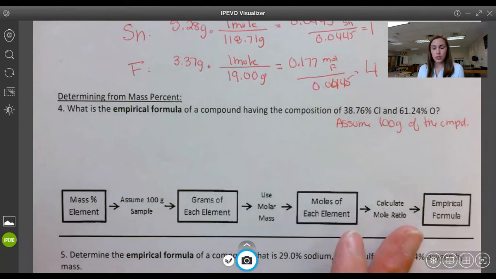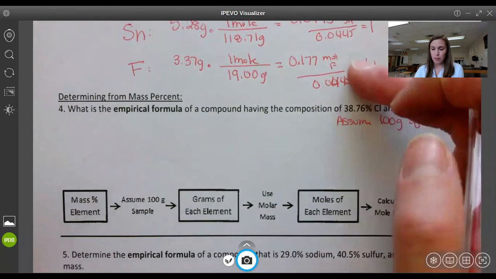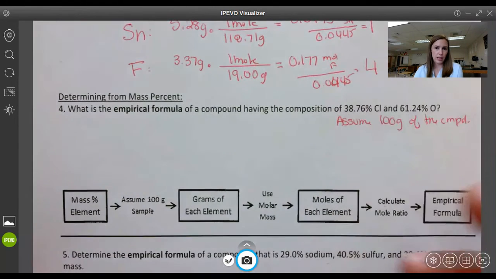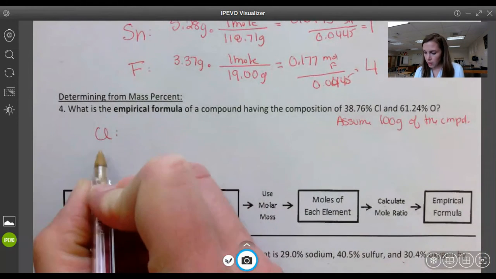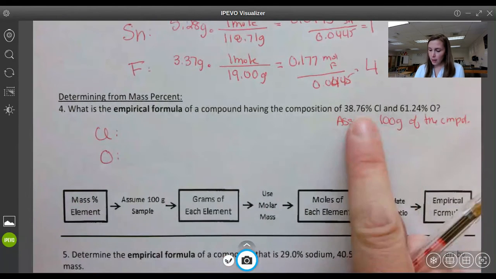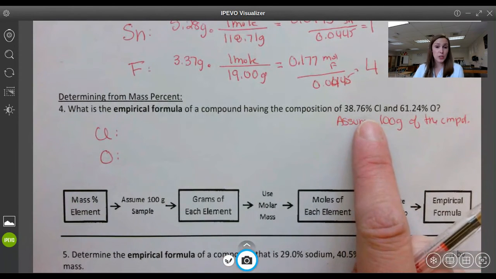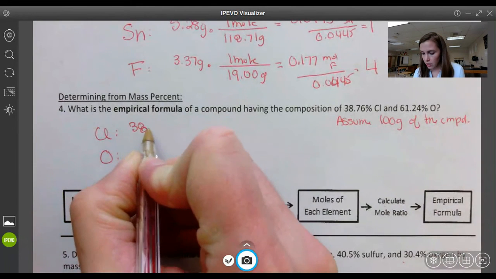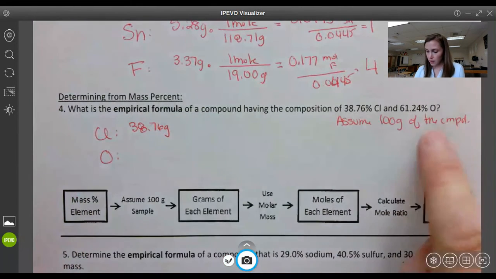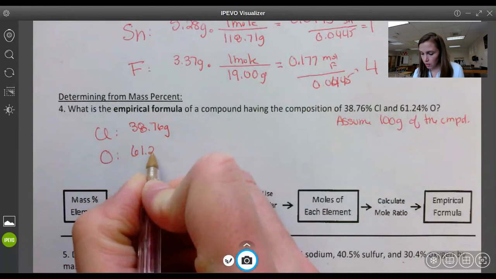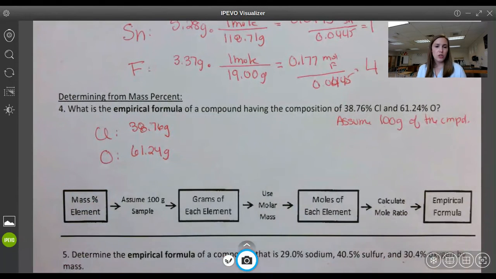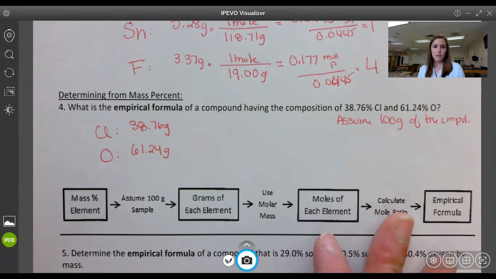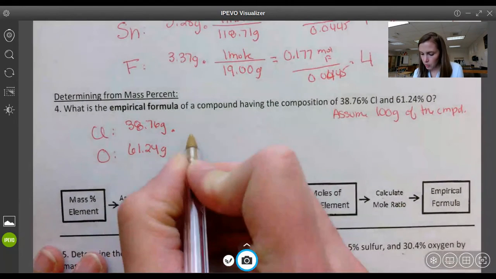Okay, what that allows us to do is basically bring us right back to where we were working in the last one, where we're going to have our two elements. I'm going to say if I had 38.76% of 100 grams, that would be 38.76 grams. And then I'm going to do the same thing with oxygen. So I'm just simply going to assume that I have 100 grams of this compound, which allows me to take my percentages and just put them into grams. Then from there, it's the same set of steps as we were just working on.